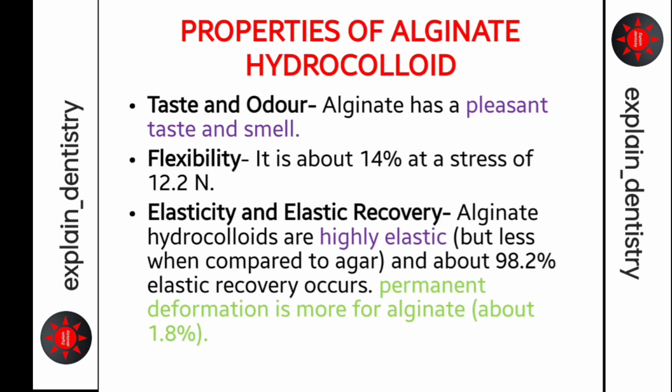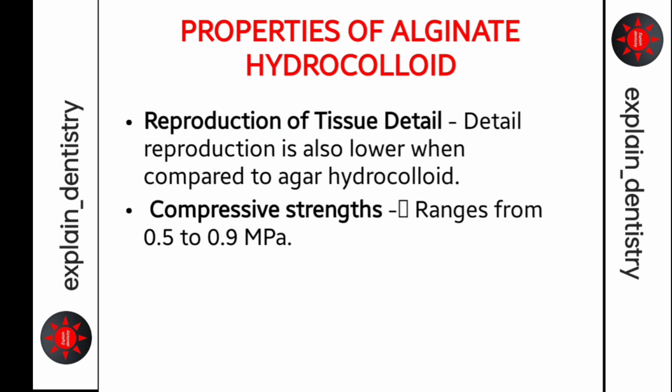Properties of alginate hydrocolloid. The first is taste and odor. Alginate has a pleasant taste and smell. The flexibility is about 14% at a stress of 12.2 newtons. Elasticity and elastic recovery. Alginate hydrocolloids are highly elastic but less so when compared to agar, and about 98.2% elastic recovery occurs. Permanent deformation is more for alginate, about 1.8%. Reproduction of tissue detail. Detail reproduction is also lower when compared to agar hydrocolloid.